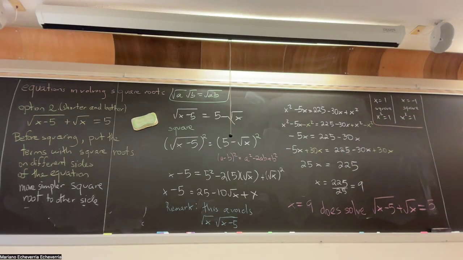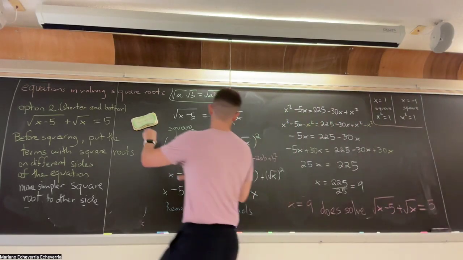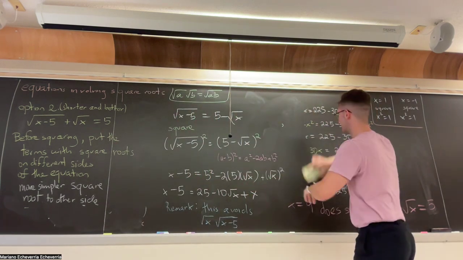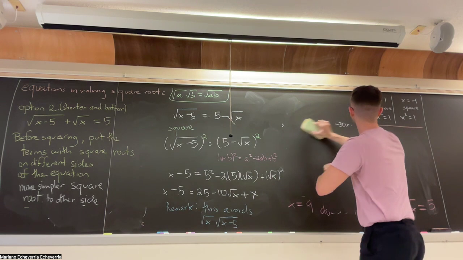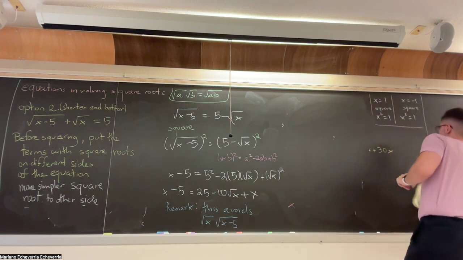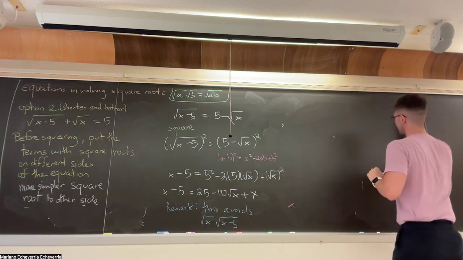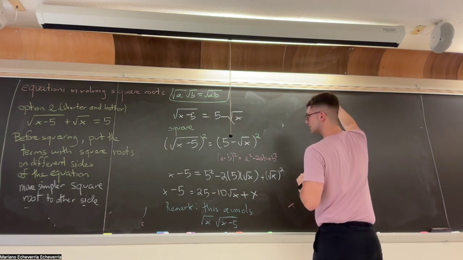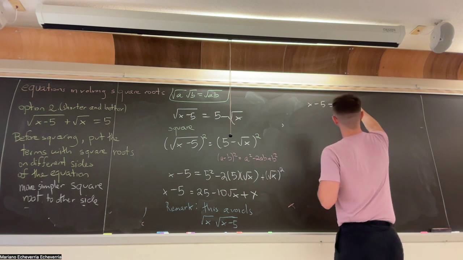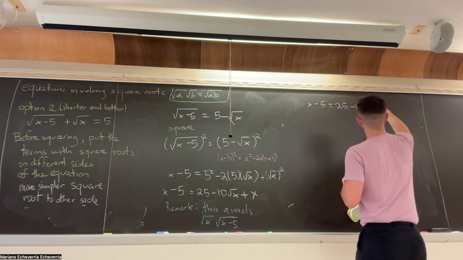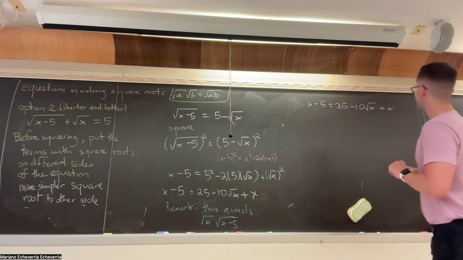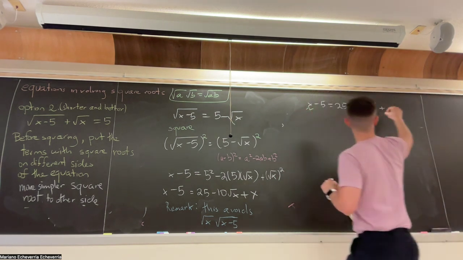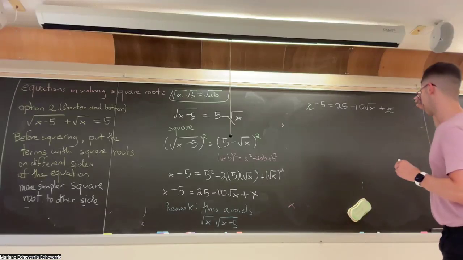So before solving this, we can improve a little bit how this equation looks. I'll just copy paste it here before doing some work to it. So let me rewrite it. You have x minus 5 equals 25 minus 10 root of x plus x. And then what do you see? I see that there's an x here and here, so I'll subtract x.